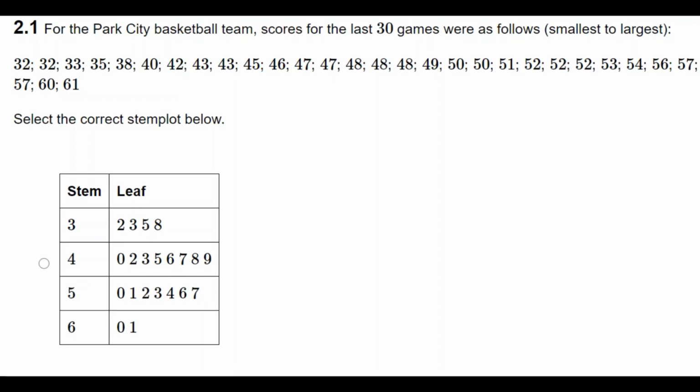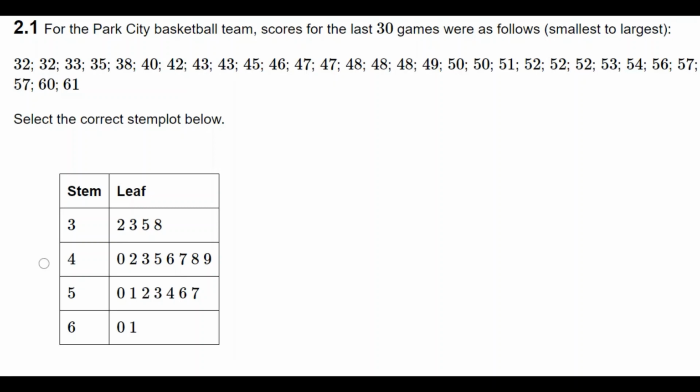The first example is of the Park City basketball team, and we are talking about their scores for the last 30 games, and they are given in order. As you can see, it is starting from 32 and ending on 61. So they are written in ascending order, so it is easy to see what numbers can stand as stems.